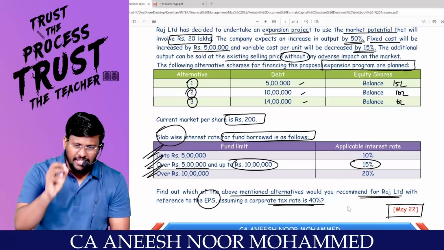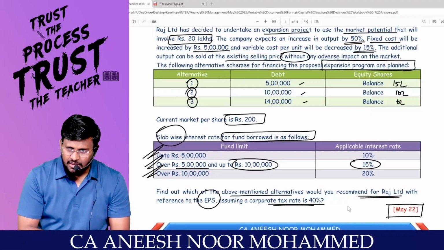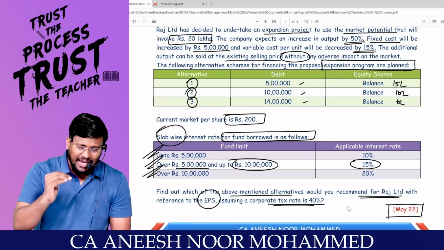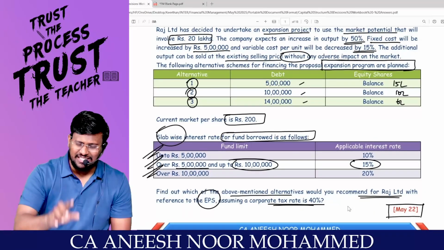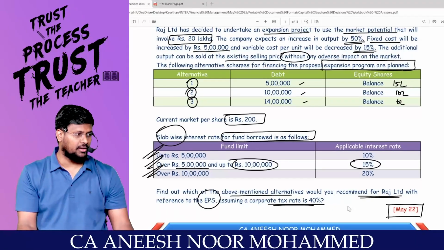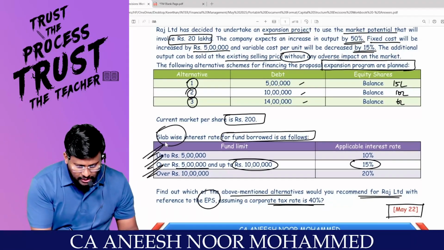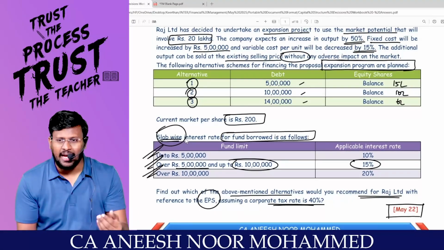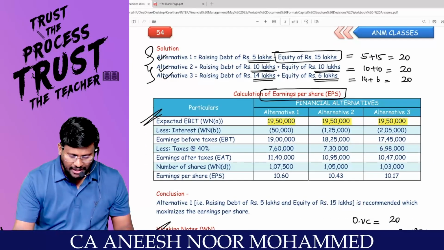Right, sir? Let me ask you a basic question. My income is 5 lakh. If my income is 5 lakh or above 5 lakh, will the entire 5 lakh be taxed at 20%, or can I still enjoy the basic exemption limit? That is what slab wise means. If it is more than 5 lakh up to 10 lakh, you have to calculate slab wise.